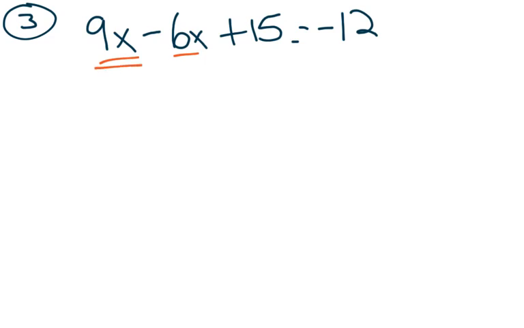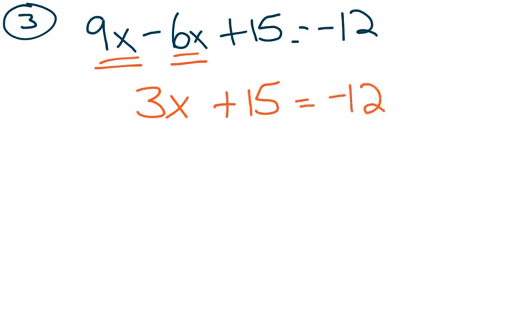If I have $9 and I spend 6, how much am I left with? That would be $3. So I've got 3x plus 15 is equal to negative 12. Everything else in the equation, specifically the 15 and the negative 12, stays exactly the same. There's no need to change that because we're not doing anything with them at the moment. The only thing we're working with is cleaning up the multiple x values.